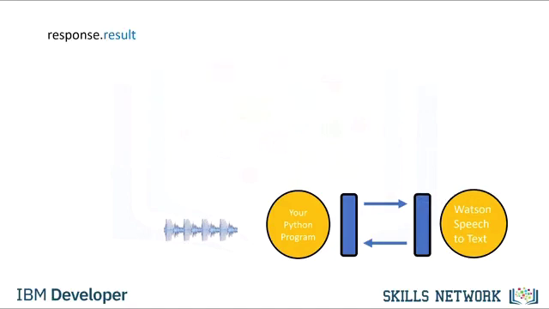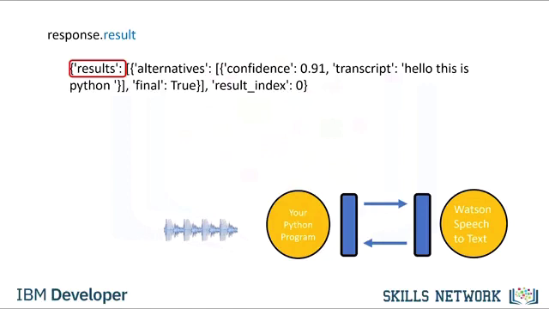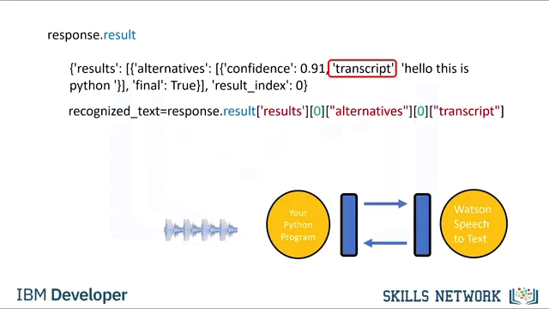The attribute result contains a Python dictionary. The key results value has a list that contains a dictionary. We are interested in the key transcript. We can assign it to the variable recognized_text as follows. recognized_text now contains a string with the transcribed text.